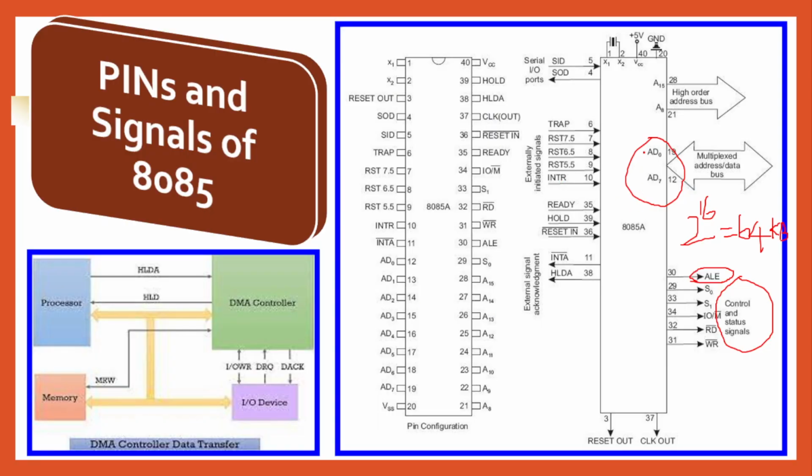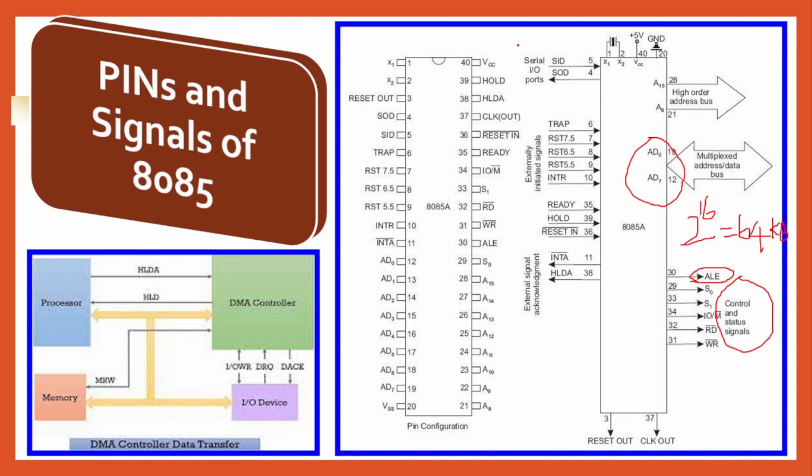Then we have signals like serial in and serial out. Serial in data and serial out data means it's a communication pin. We need to transfer data from the microprocessor to the external world through these two pins. As you know, serial and parallel communications are possible. Parallel means for 8-bit data we need 8 parallel lines, which is not always possible.